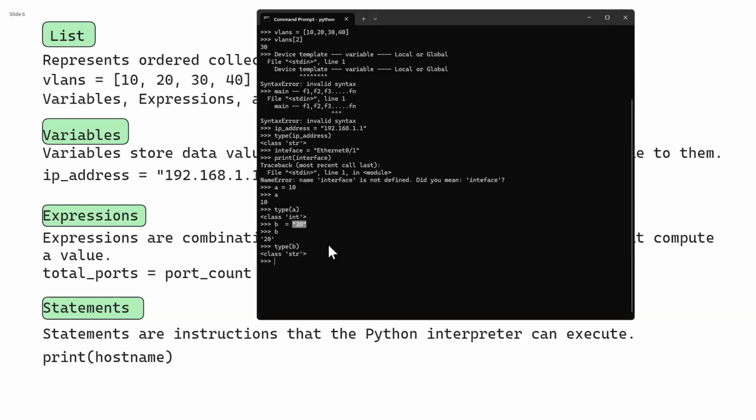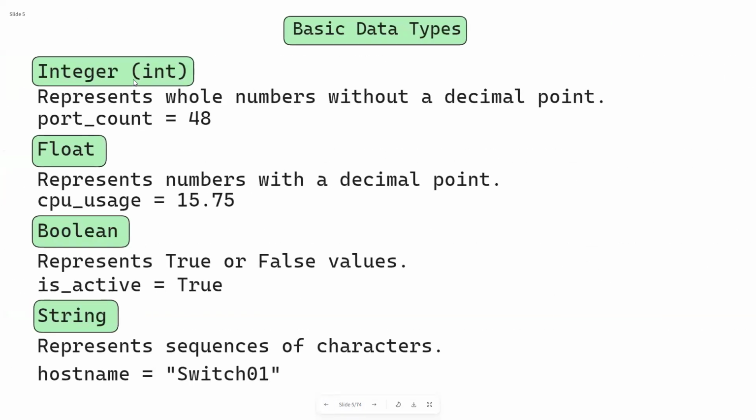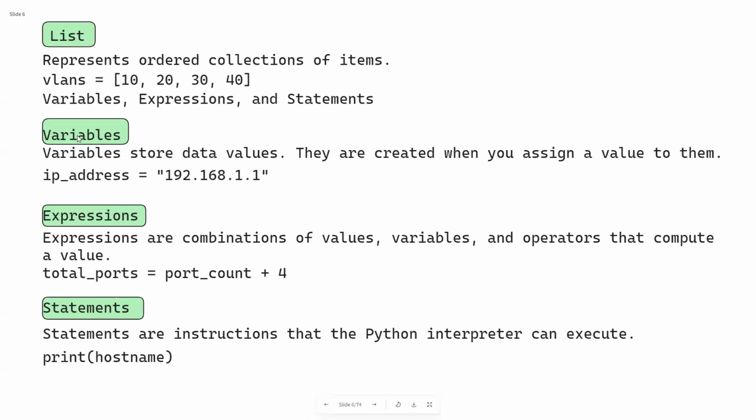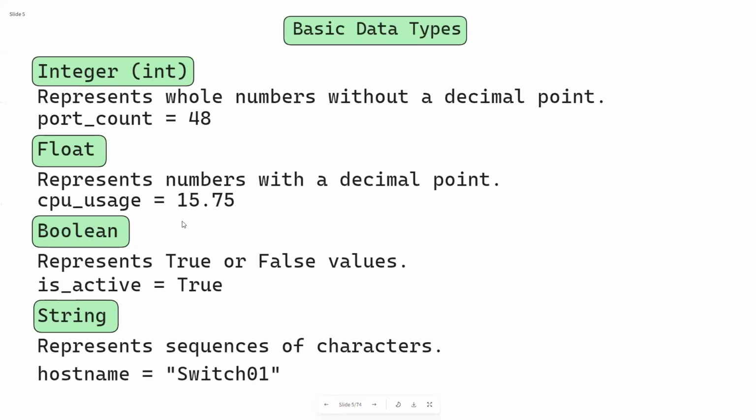What else, apart from string and integer? Here you can see that we have discussed integers, floats, booleans, strings, and then list. Float and boolean are just numbers, right? If something is a fraction, like 15 dot something, that is a float. Boolean is nothing but true, false. Yes, no. Interface is up or down. Okay, got you.